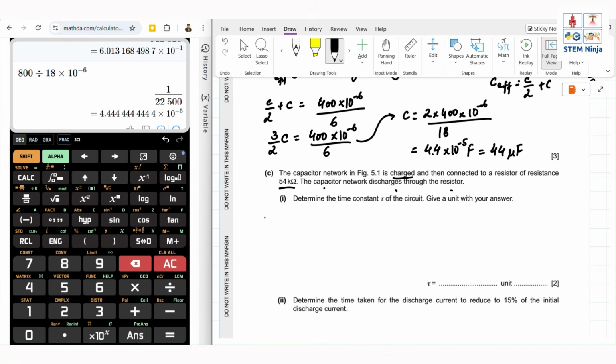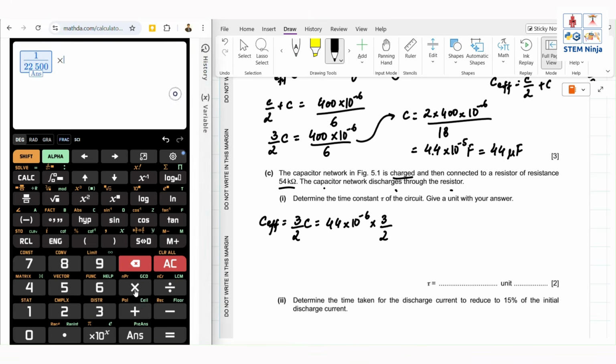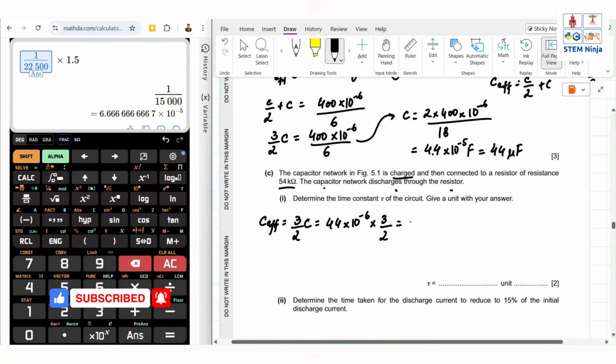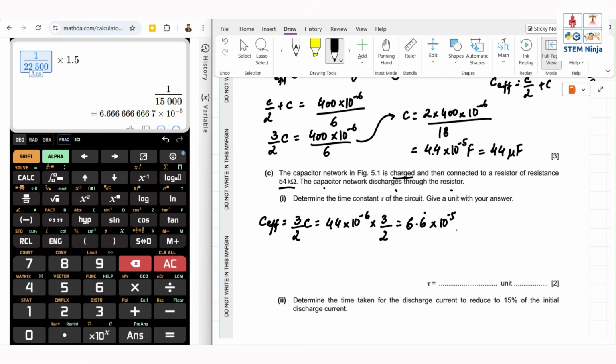First off, the effective capacitance is going to be 3C over 2. So 44 times 10 raised to power minus 6 times 3 over 2, so times 1.5. This comes out to be 6.6 recurring times 10 raised to power minus 5 farad. Now the time constant is equal to RC. So this is going to be 54,000 ohms times 6.6 times 10 raised to power minus 5 farads.